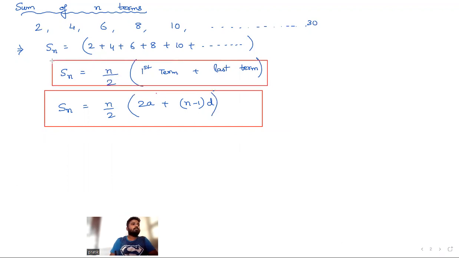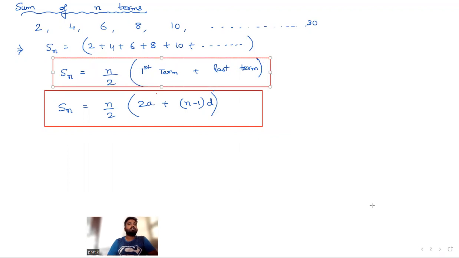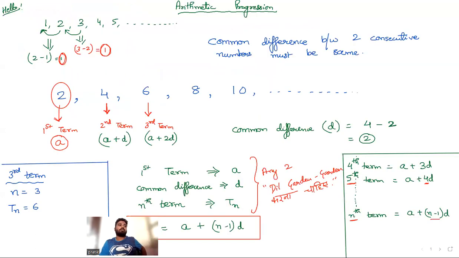So how many formulas do we have now? So it's only three formulas. Which three? One is the sum of n terms, which has two formulas, and the general term, whichever term that we're speaking about, that is t of n, the general term. With these, everything will come by itself.